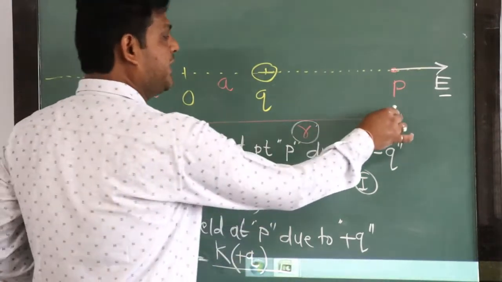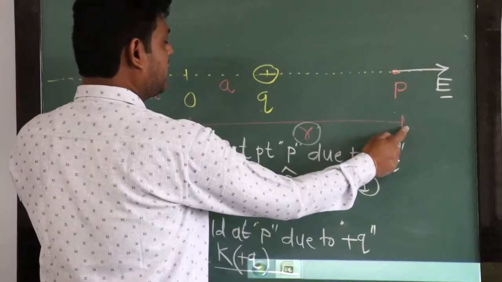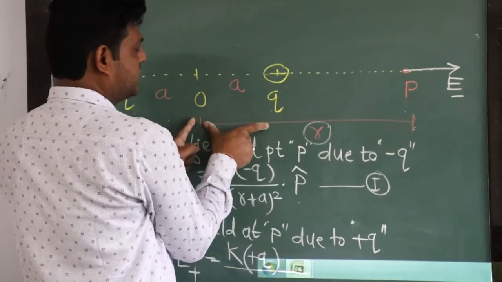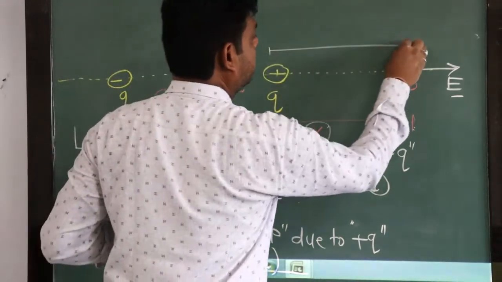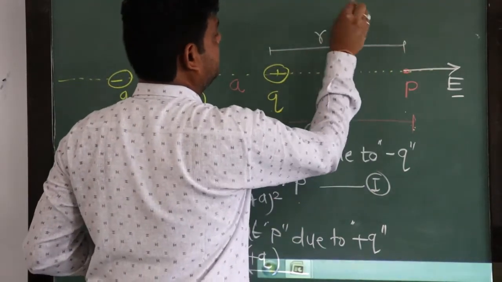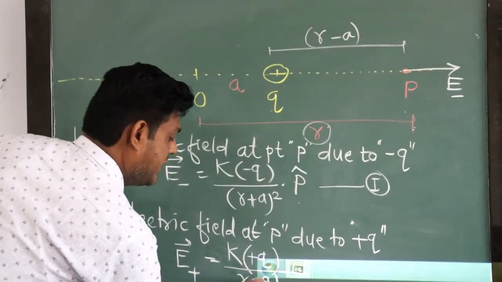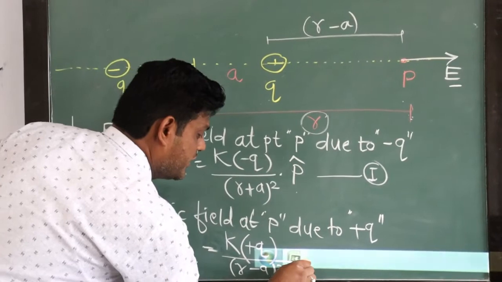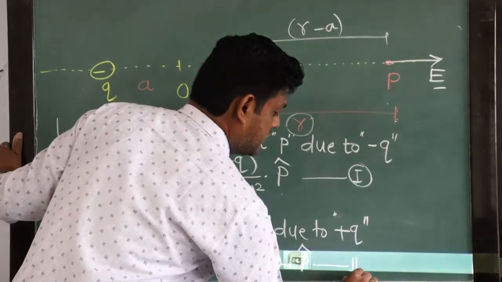Distance of P from plus q, suppose it is r, so r minus a. This distance we are going to take as minus. So this distance will be r minus a, right? So we write 1 over (r minus a) bracket square into p cap. This is the second equation, right?